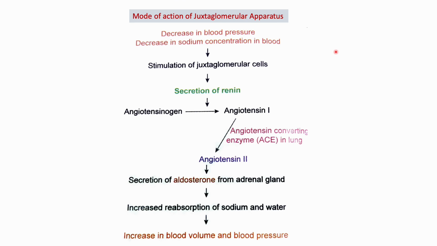So what is the mode of action of the juxtaglomerular apparatus? Whenever there is a decrease in blood pressure or a decrease in sodium concentration in the blood, there is stimulation of the juxtaglomerular cells. They release renin, which acts on angiotensinogen in the circulating blood and converts it into angiotensin 1. In the presence of angiotensin converting enzyme in the lung, angiotensin 2 is formed. This leads to the secretion of aldosterone from the adrenal gland. When aldosterone is secreted, there is increased reabsorption of sodium and water, so there is an increase in blood volume and blood pressure.